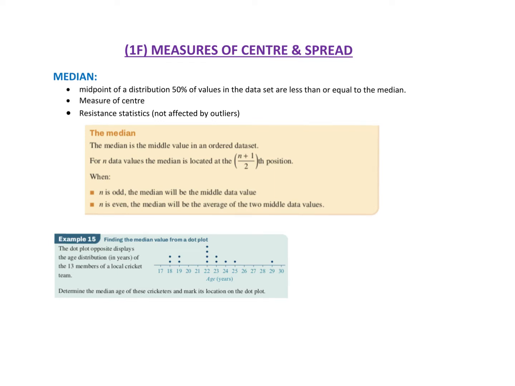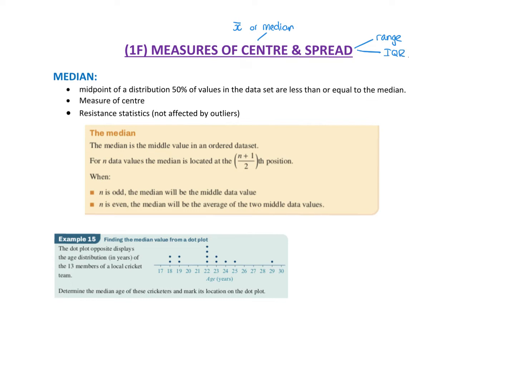Okay, in this chapter we're going to look at measures of centre and spread. There are two options for measures of centre: the mean or the median. The spread can be either the range or the IQR. We've already had a look at these, but we're going to have an in-depth look at them now.